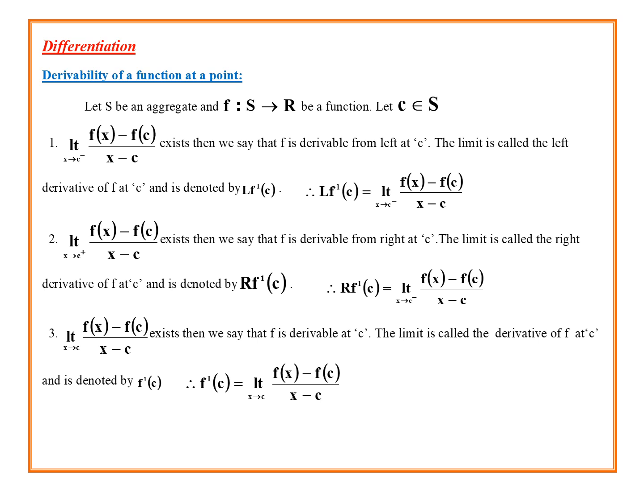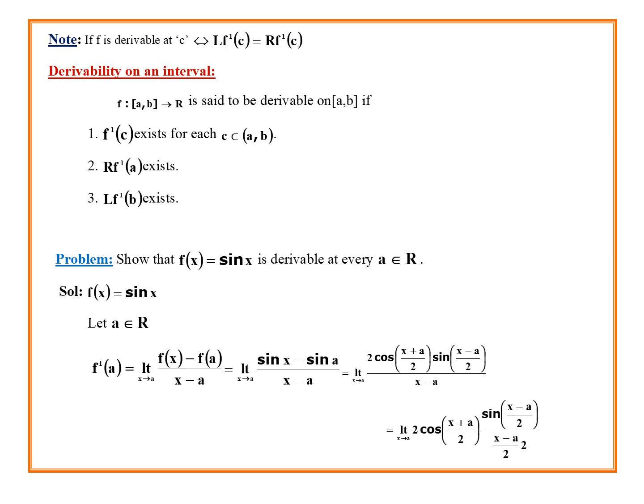Third one, the derivative at a point. If the limit as x tends to c of (f(x) minus f(c)) by (x minus c) exists, then we say that f is derivable at c. The limit is called the derivative of f at c and it is denoted by f'(c). Therefore, when we say that f is differentiable, f'(c) is equal to the limit as x tends to c of (f(x) minus f(c)) by (x minus c). Now note point: f is derivable at c if and only if the left hand derivative at c is equal to the right hand derivative at c.